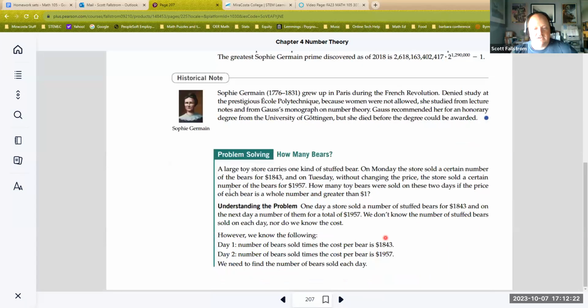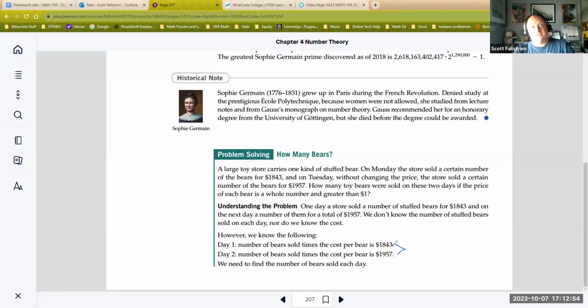Okay. So there's a nice problem-solving problem here about selling stuffed animals, or bears in this case. I think the biggest thing to take away from this, and we'll actually see more of this in the next section, is that if you have two numbers and they are both multiples of some number, like we're selling bears for a certain price, maybe it's like Build-A-Bear Workshop, and here's the price of a bear.